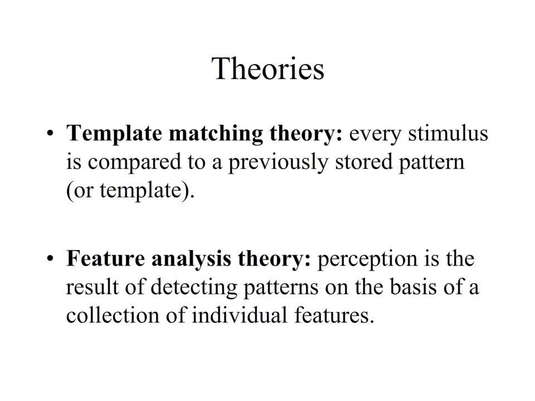The first, template matching theory, states that every stimulus is compared to a previously stored pattern or template. So you can think of the barcodes on food products. When they get scanned in, that barcode is then matched to a template or a previously stored pattern so that they can then associate a price with that particular product, as well as other information.